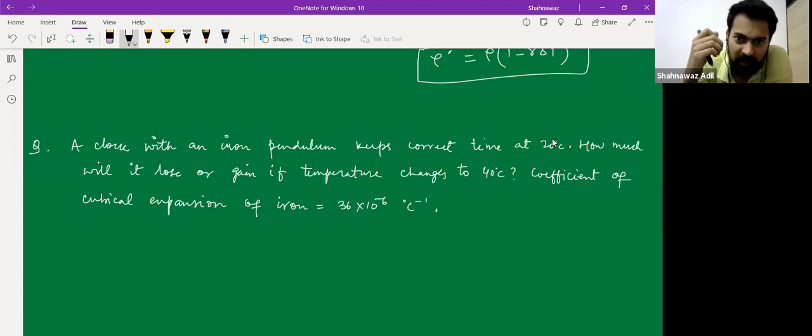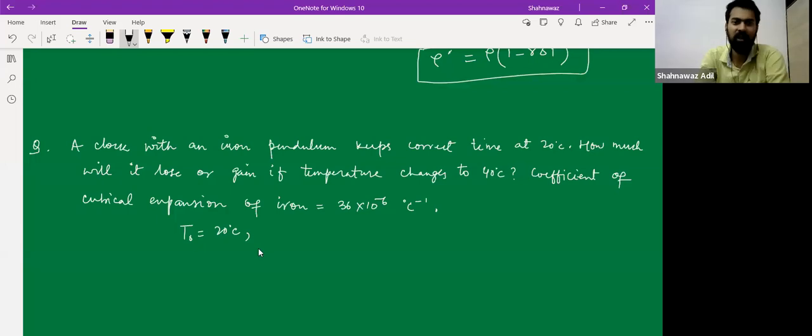So that is some wall watch, right? And you have also seen some sand clock also, right? So sand is dripping, and the decrease in the volume or the decrease in the density of that sand decides how much time is ticking, how time is evolving, right? So in this example, you have some iron pendulum, which keeps correct time at 20 degrees C, right? So your T naught is given, 20 degrees C, and how much will it lose or gain if temperature changes to, so your T final is given, T final is given 40 degrees C, right?